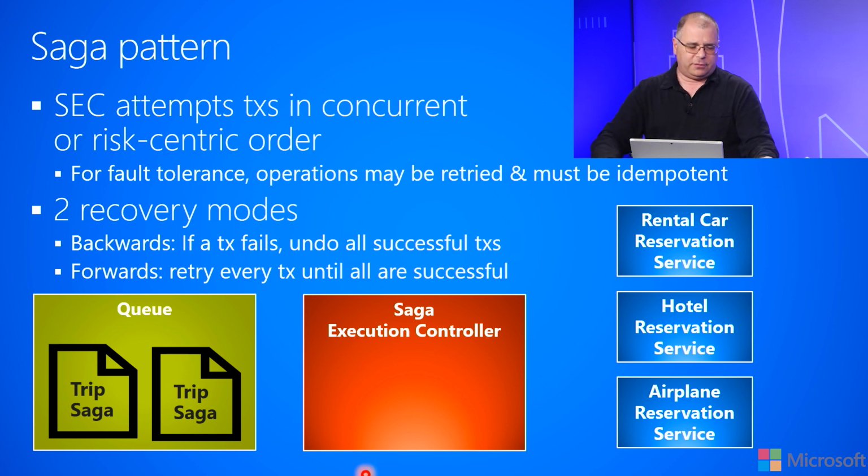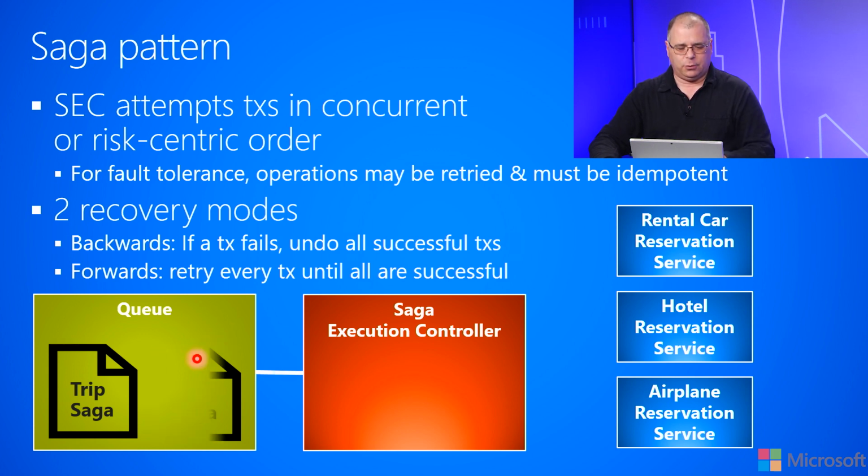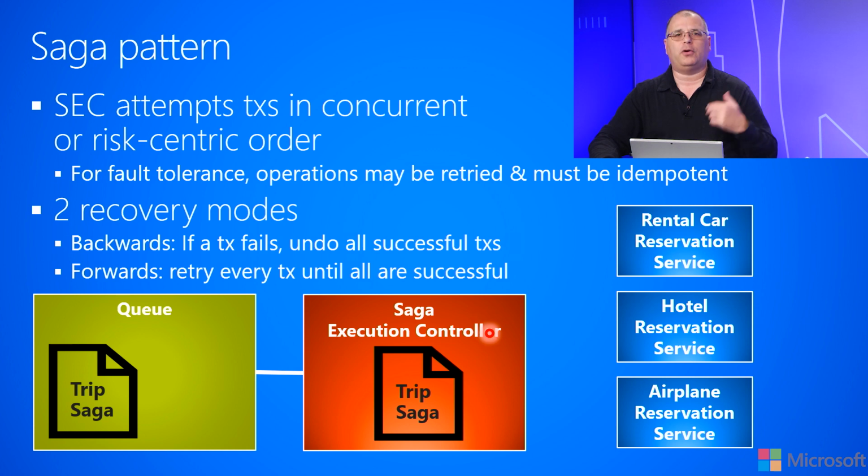So this message in the queue says which rental car company we want to reserve a car, it says which hotel we want to reserve a room, and it says which airline we want to go and book a plane with. Now we want to perform these three things. So we're going to take this message out of the queue, and it's going to be handed off to what's called the Saga Execution Controller.